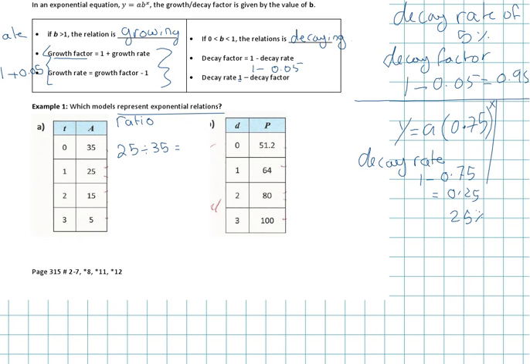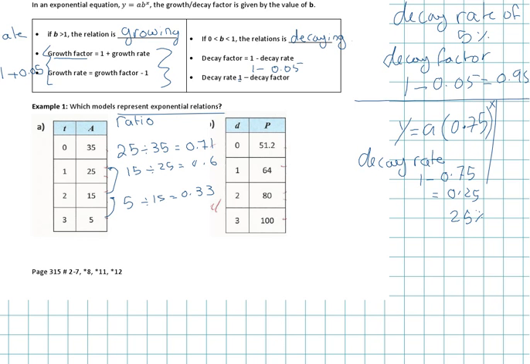So you take the y2, you divide by y1. So 15 divided by 25 points. And then 5 divided by 15 is 0.33. Yes? Isn't it 35 divided by 25?